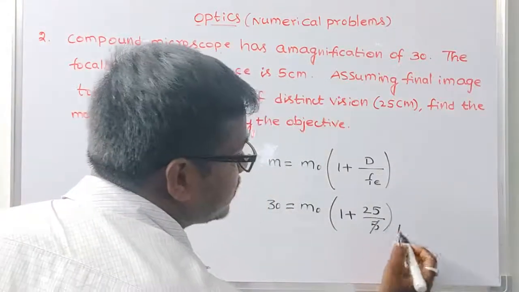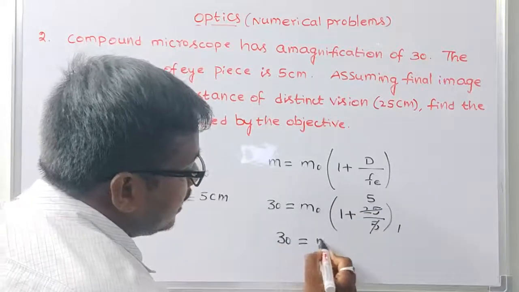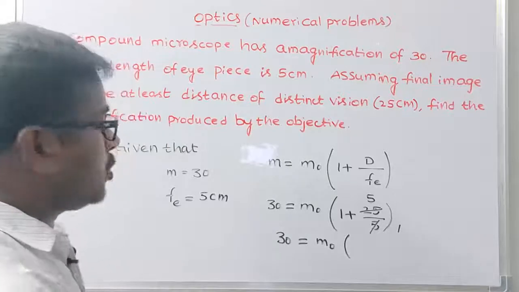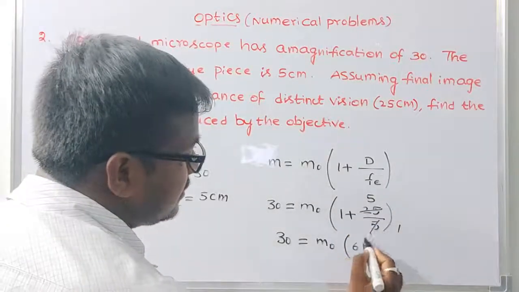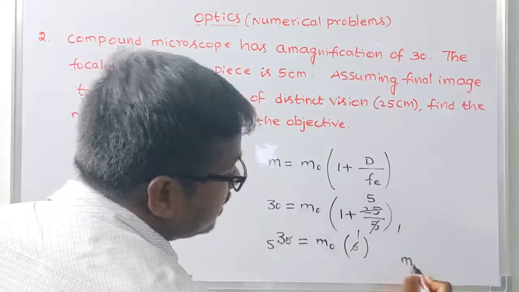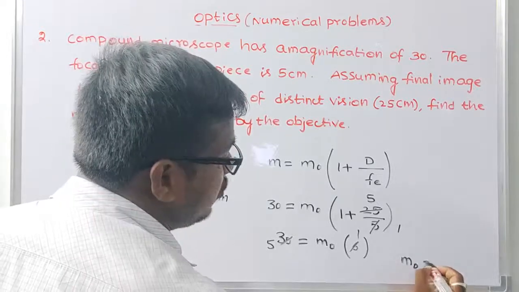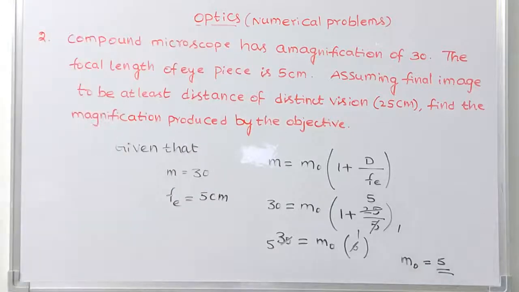Okay, 5 ones, 5 5s. 30 is equal to m naught, the magnification produced by the objective, into 1 plus 5, that is 6. 6 ones, 6 5s. The magnification produced by the objective m naught is equal to 5. This is the second problem answer.